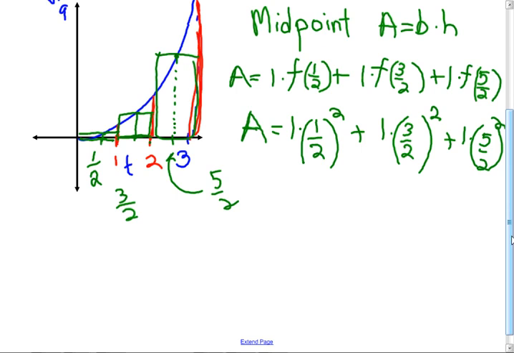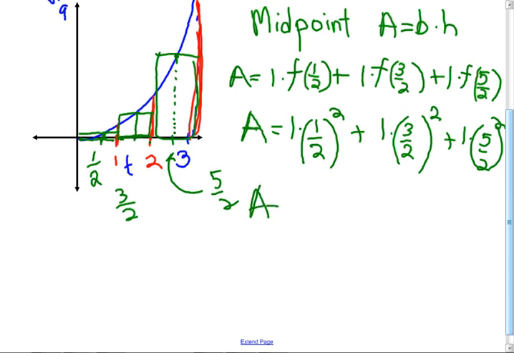Because it said we wanted to use the midpoint. So if my endpoint is 0 and the other endpoint's 1, I want halfway. Halfway is 1/2. And how do I get the height? It's the value of the function at each of those midpoints. So we'll set up a couple problems to do out of your homework. That's 2.5. That's the midpoint. It's just easier to square because it's easy, right?